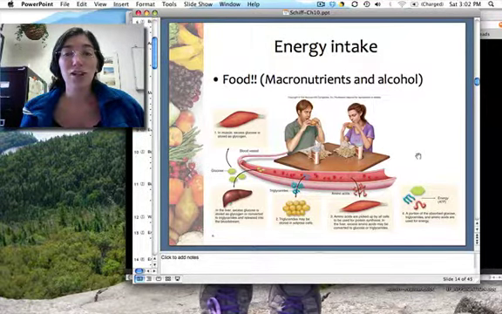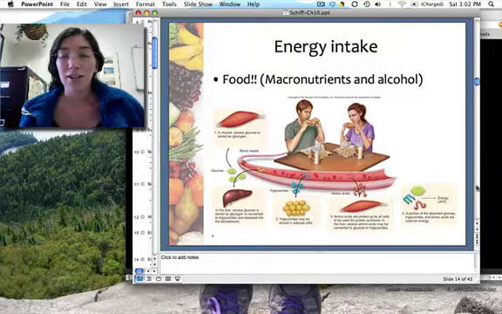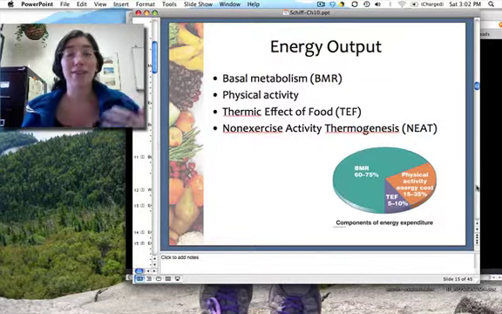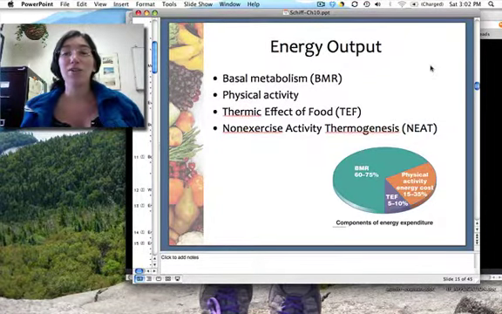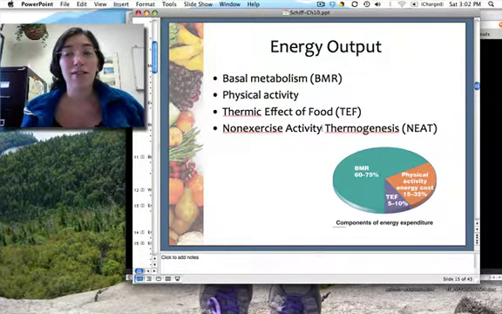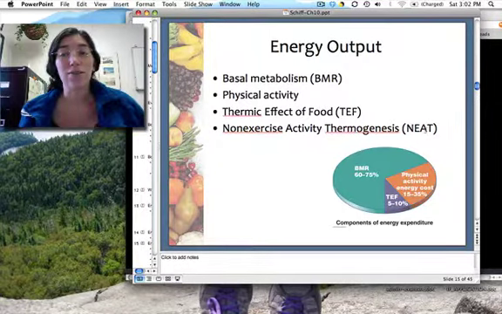So that's pretty much it. Food gives us energy. That's the only source of energy in our bodies. However, there's a couple of different ways that we expend energy. So our energy output includes these 4 different things: our basal metabolism, physical activity, thermic effect of food, and non-exercise activity thermogenesis, also known as NEAT.